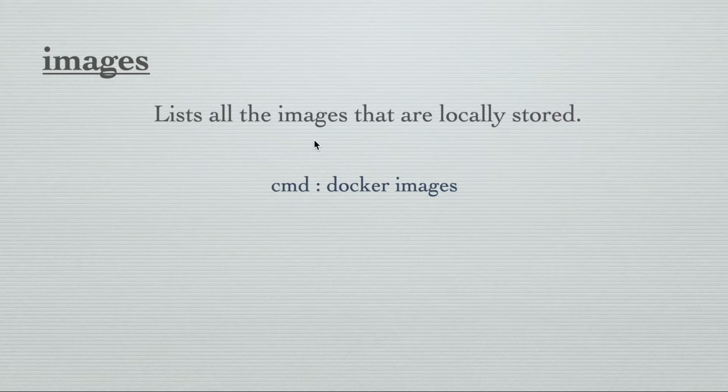Okay, so whatever images you have pulled in the past, or whatever images were pulled as part of some other Docker container, those which are available locally in your system will be listed out by using this command. So the command is docker space images.